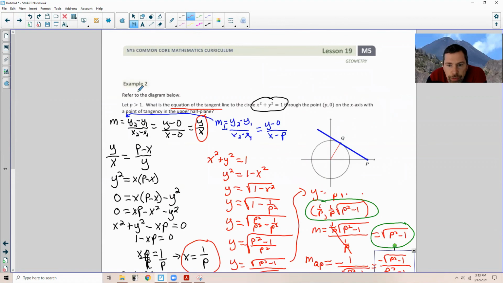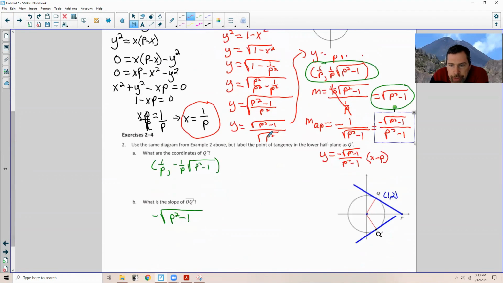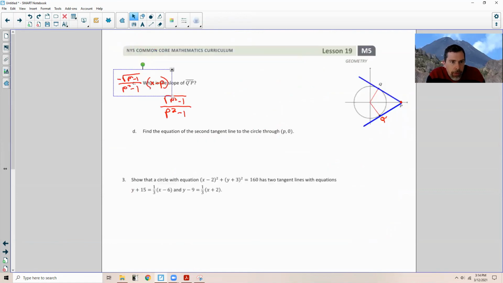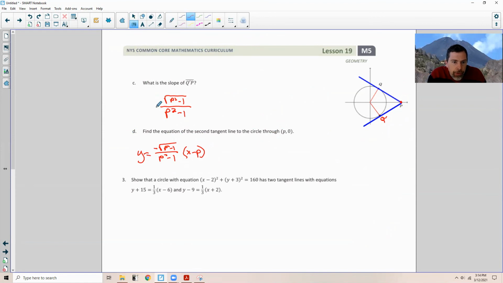So what was the equation of the last one? Let's go take a look at that. It was right here. Okay, so the only thing that's going to change is this minus sign. So let's copy this equation over. And then I'm going to just write y equals, and this negative is going to go away. So this is the slope with the same point, x minus p. Okay, and that is D.